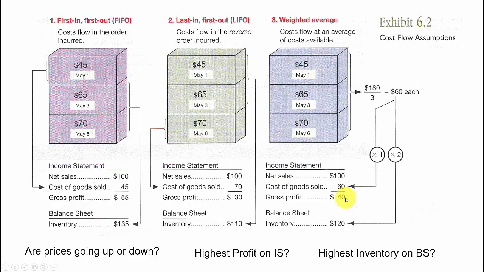Next question would be, which one of these has the highest inventory valuation on the balance sheet? Well, it looks like this one has the highest inventory of 135. It's, again, the same units. This has the lowest inventory valuation on the balance sheet of 110, and the weighted average method has somewhere in between there. Now these things I just mentioned apply whenever prices are rising. If prices are going down, just the opposite occurs.